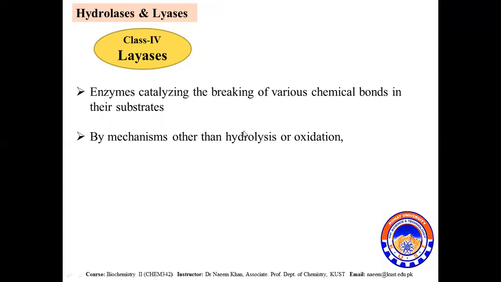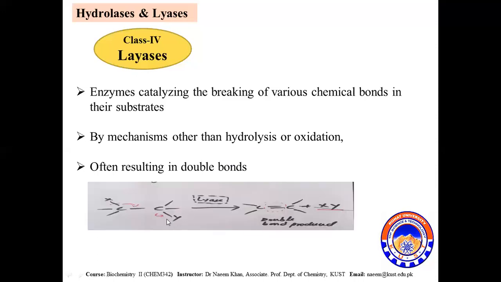So any enzyme which is breaking down the bonds in the substrates will be called a lyase if it causes the breaking of bonds by a mechanism other than hydrolysis and oxidation. They often result in a double bond. In most cases, these enzymes remove groups from two adjacent atoms, and this results in unsaturation, double bond formation. For example, look at this reaction.